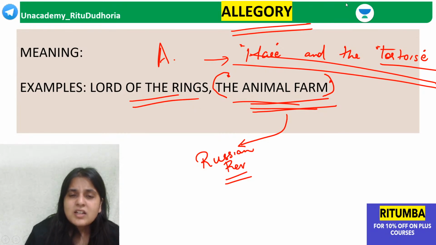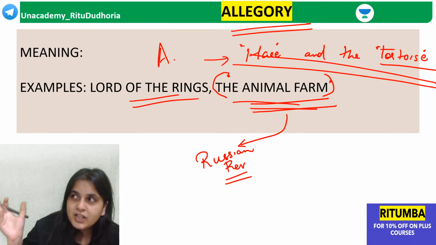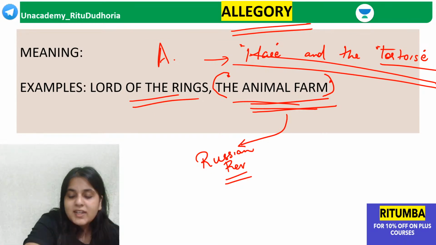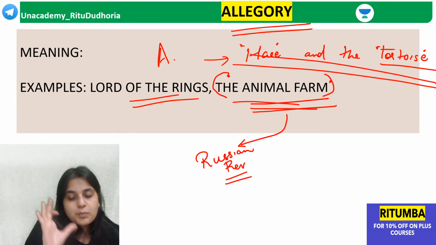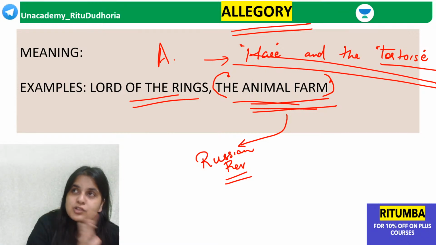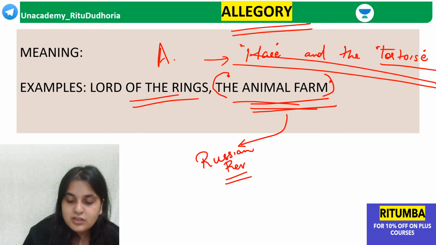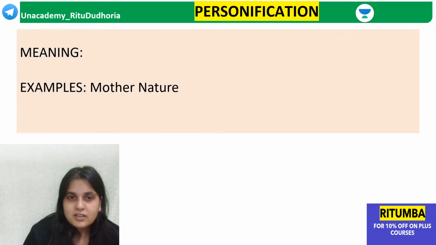In short, स्टोरी होगी एनिमल के बारे में, पर उसका मैसेज कुछ और ही है, उसका हिंट कुछ और ही है. द एनिमल फार्म की स्टोरी भी एनिमल्स के बारे में, हाउ दे ट्राई टू रिमूव एक एनिमल को कैसे निकालने की कोशिश करते हैं वो लोग इस एनिमल फार्म से. स्टोरी ऊपर ऊपर से लगती है एनिमल फार्म, पर एक्चुअली इट्स अ टेक ऑन रशियन रेवोल्यूशन. क्लियर? ओके, कम ऑन. Next one, personification guys.